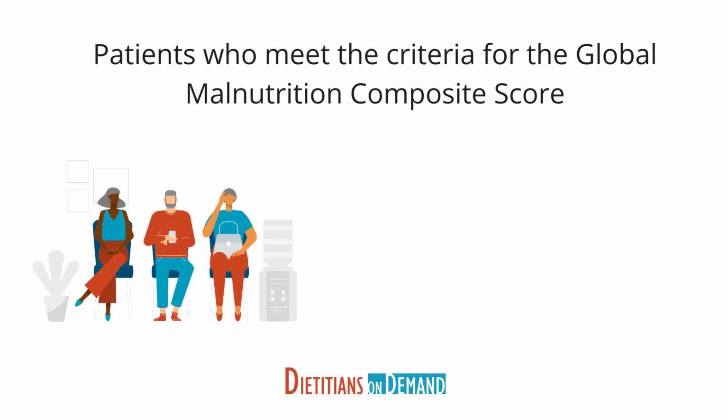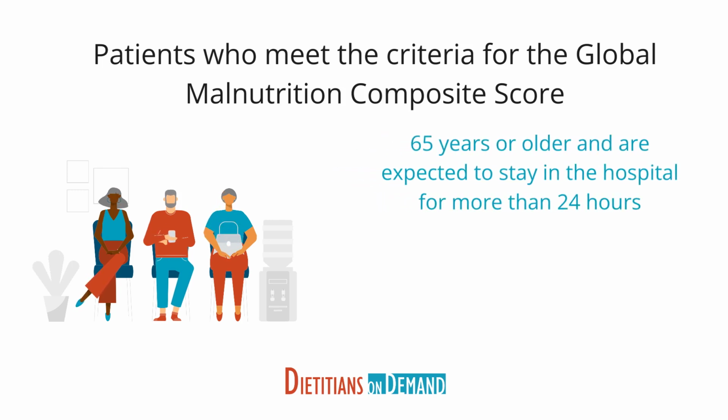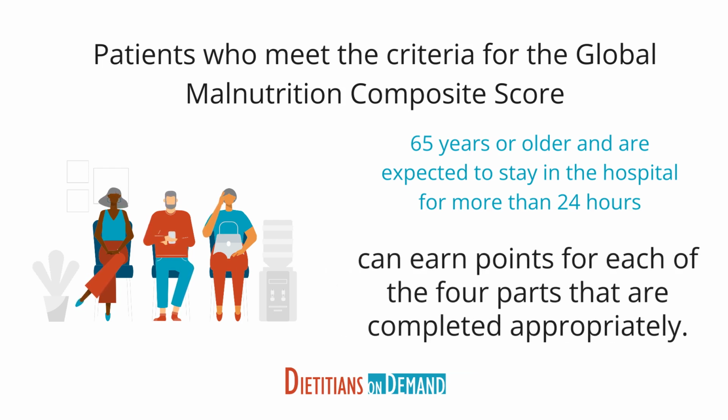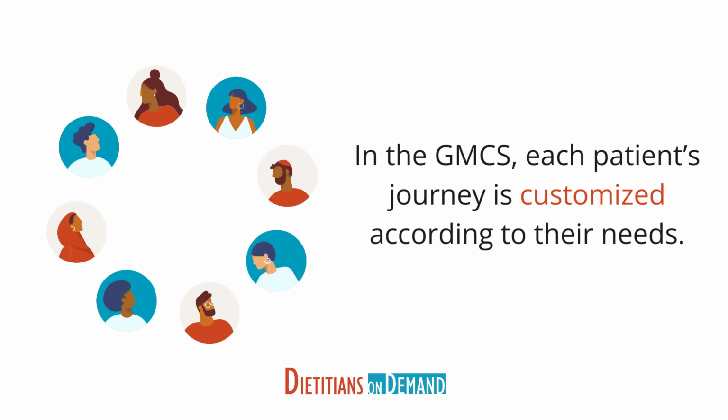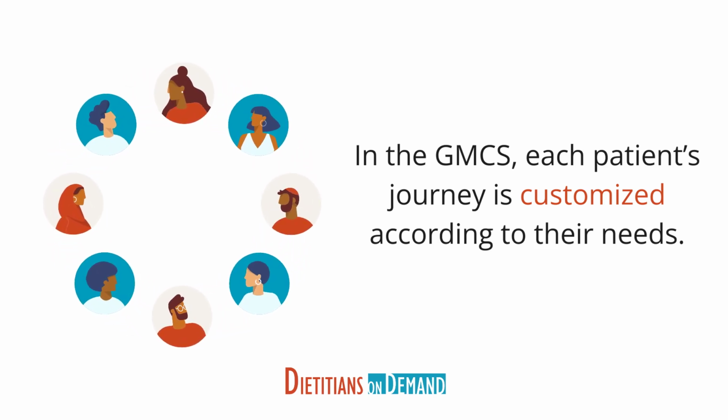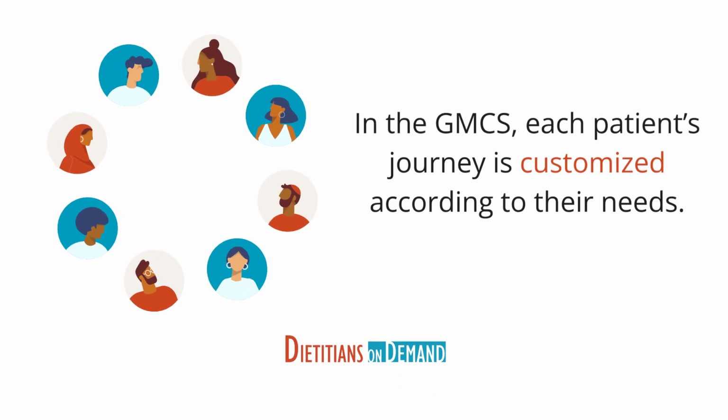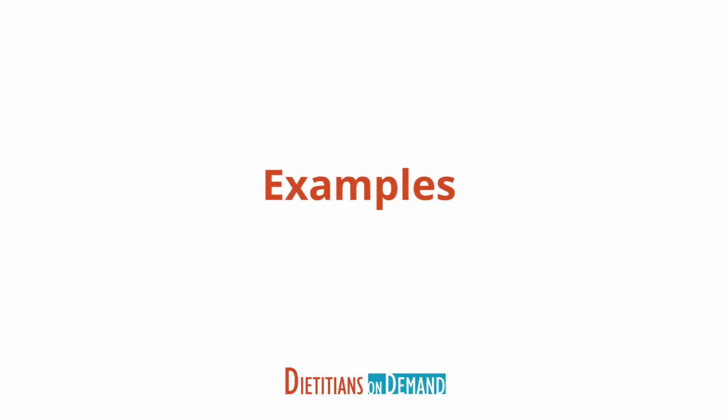Patients who meet the criteria for the Global Malnutrition Composite Score, that is, they are 65 years and older and are expected to stay in the hospital for more than 24 hours, can earn points for each of the 4 parts that are completed appropriately. What's unique about the Global Malnutrition Composite Score is that the patient's journey is customized according to their needs. Let's look at an example.